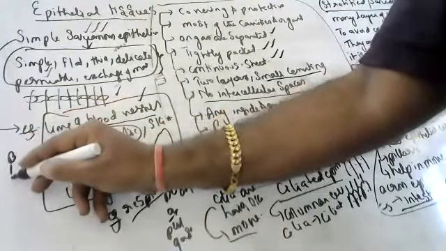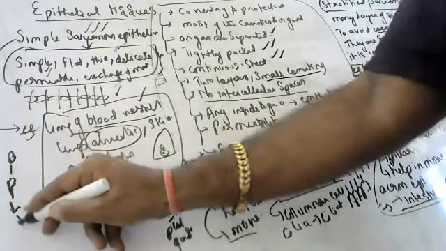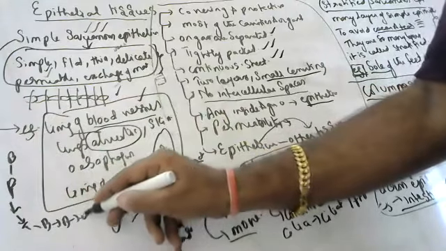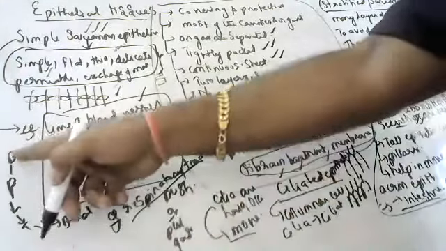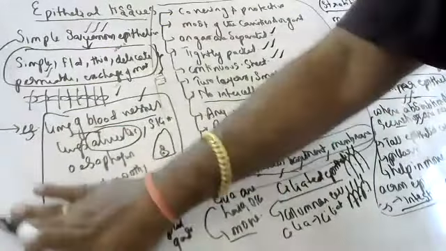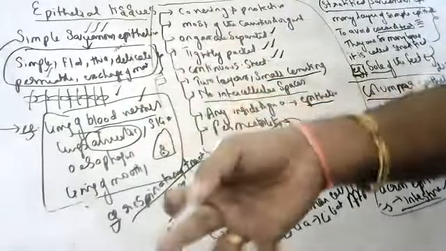We have buccal cavity, pharynx, larynx, trachea, bronchi, bronchioles, and bronchioles enter into alveoli. Like this, it is present. Everywhere oxygen is coming, CO2 is going. All these are lined by ciliated epithelium. What are present? Buccal cavity, pharynx, larynx, trachea, bronchi, bronchioles. Bronchioles enter into alveoli, like that.